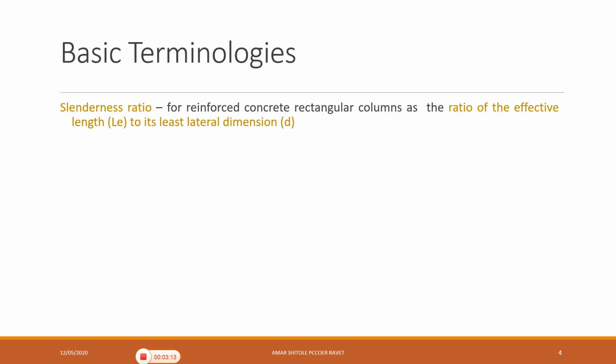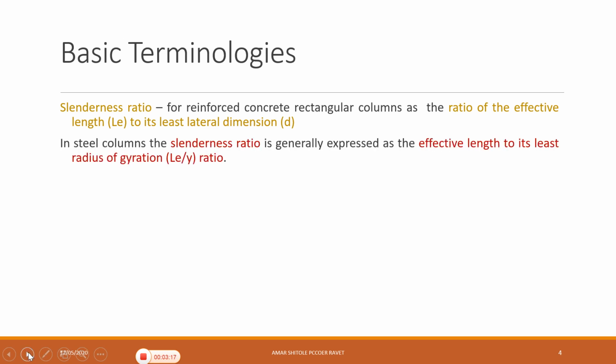For better understanding of this, in columns, especially in steel columns, the slenderness ratio is not similar to that of concrete. So we define the slenderness ratio in a different manner. In a steel column, the slenderness ratio is generally expressed as the ratio of effective length to its least radius of gyration.